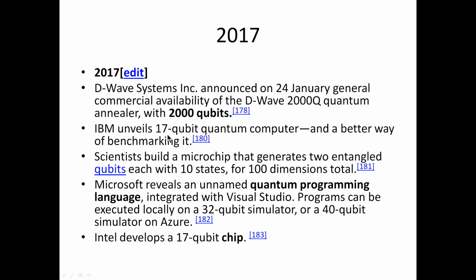Now, IBM was real happy about making a 17 qubit, but I think what they're talking about here is a chip, which then you would put a bunch of them together, but I don't know. There's some controversy over different things, but I don't want to get into that. What I want to look at is Intel is developing a 17 qubit. Notice they use the word chip.